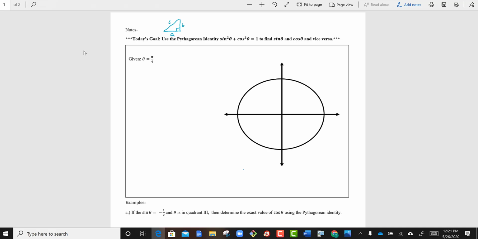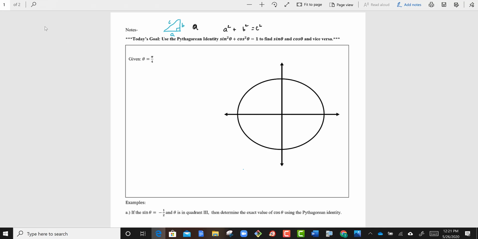So, real basic example, I've got a right triangle drawn up here in blue. We know from geometry that if it's a right triangle and c is the hypotenuse, we can use the Pythagorean theorem, which says a squared plus b squared equals c squared. And really, that is exactly what this Pythagorean identity, sine squared of theta plus cosine squared of theta equals 1, is talking about.